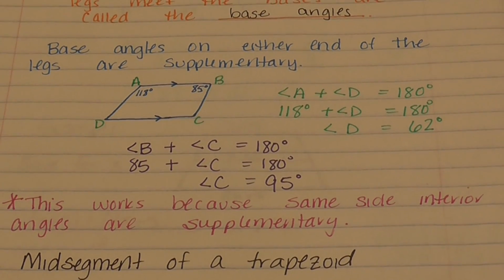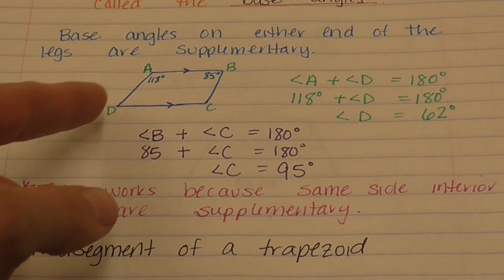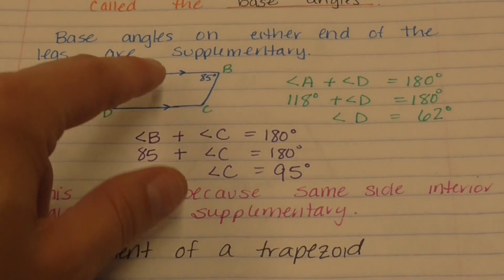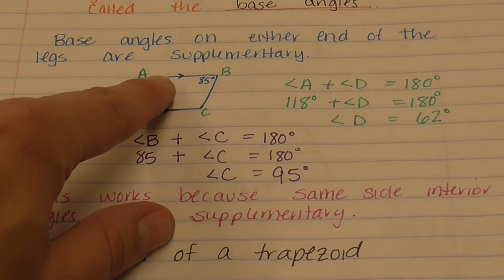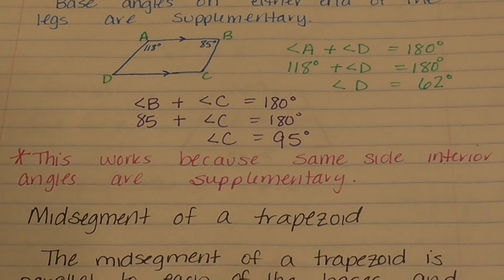Okay, this works because they are same side interior angles, and those are supplementary. So if these are parallel lines and I thought of these as transversals, then the two angles that are on the same side of the transversal are supplementary to each other.